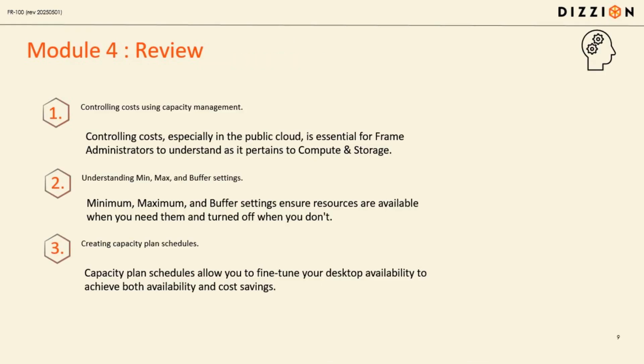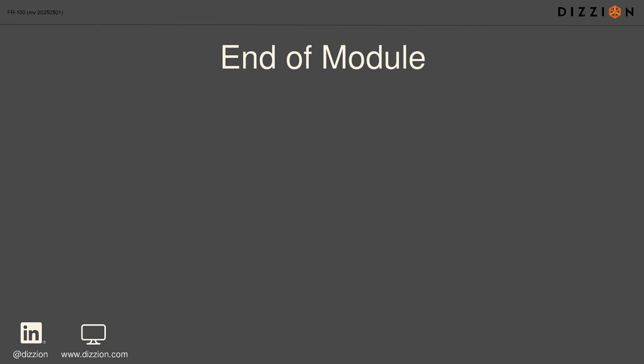In this module, you learned that controlling costs, especially in public cloud, is essential for Frame administrators to understand as it pertains to compute and storage. Minimum, maximum, and buffer settings ensure that resources are available when you need them and turned off when you don't. Capacity plan schedules allow you to fine-tune your desktop availability to achieve both availability and cost savings. This concludes the lesson module.